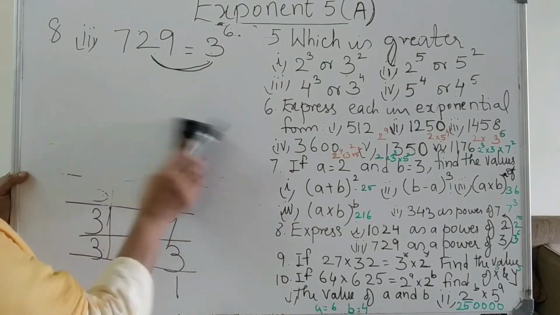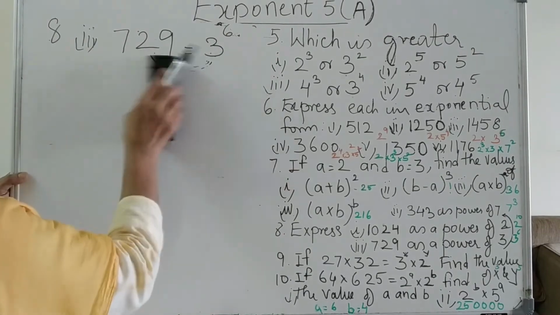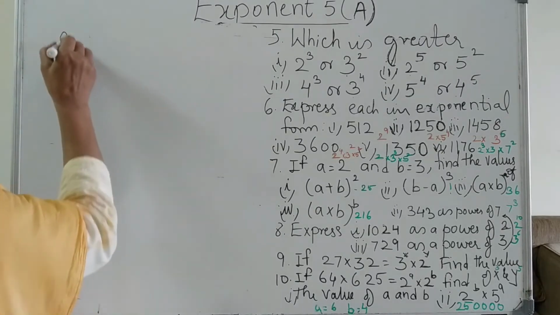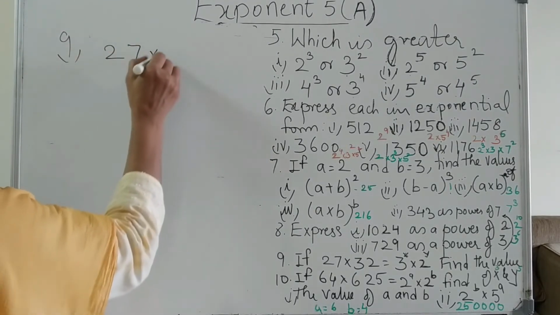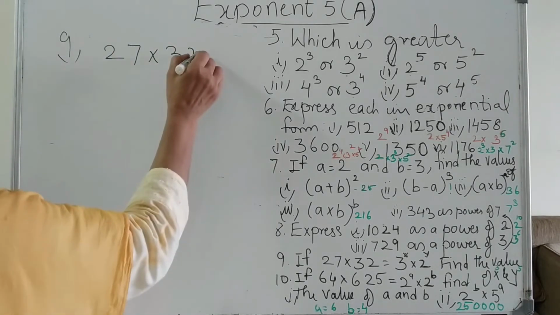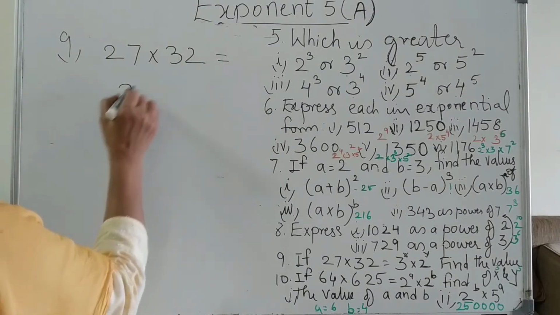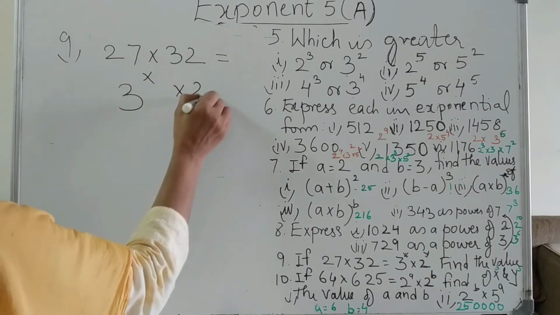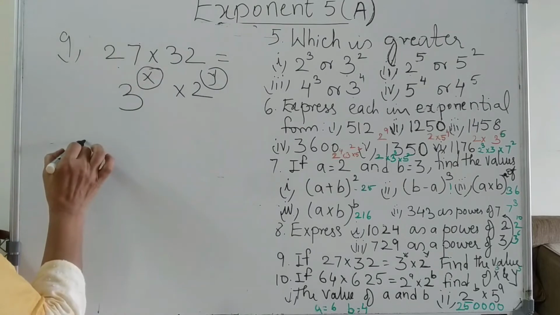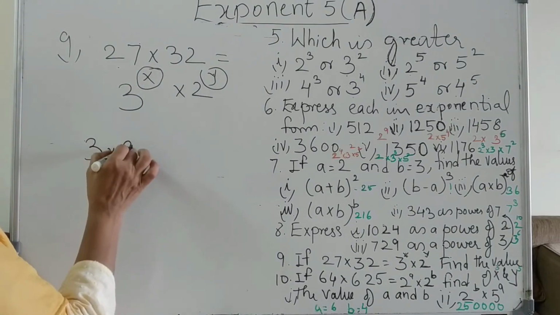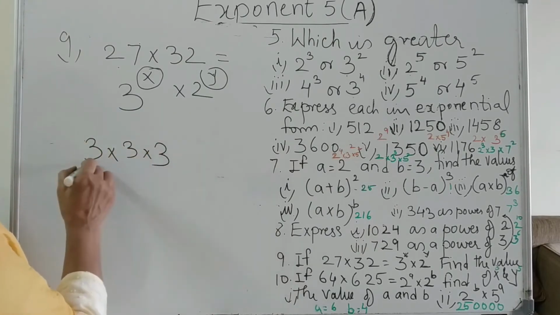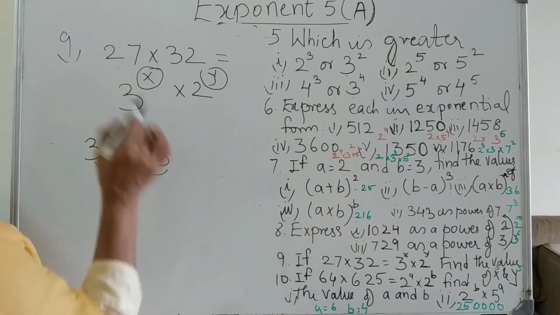Now third, you do the ninth sum. Now ninth, it is 27 into 32. You have to find out x and y, which is equal to 3 raised to x and 2 raised to y. So you have to find out x and y. So naturally you have to factorize 27. 3 into 9, you can again write 3 into 3 into 3. So 3 3s are 9, 9 3s are 27.